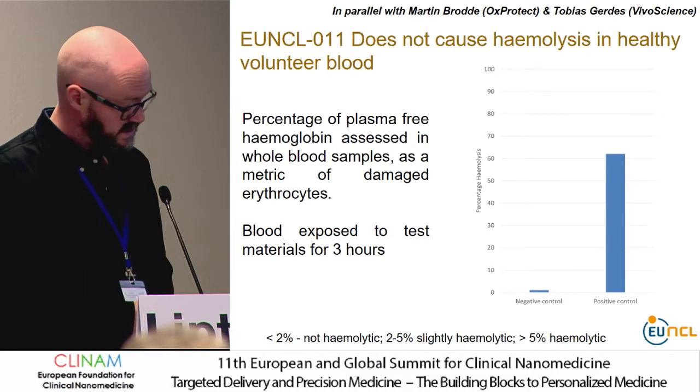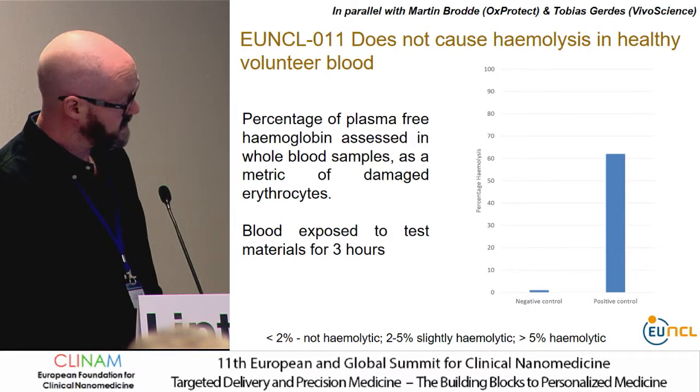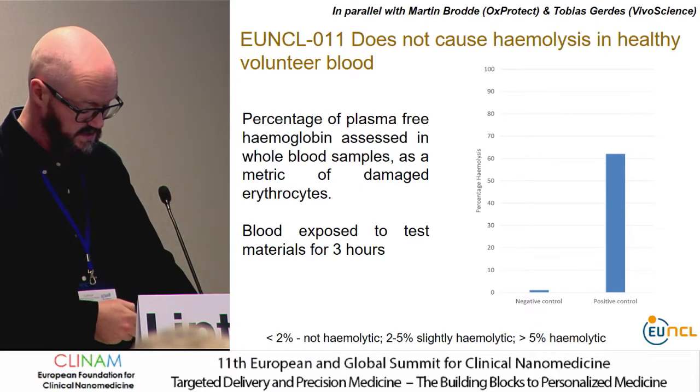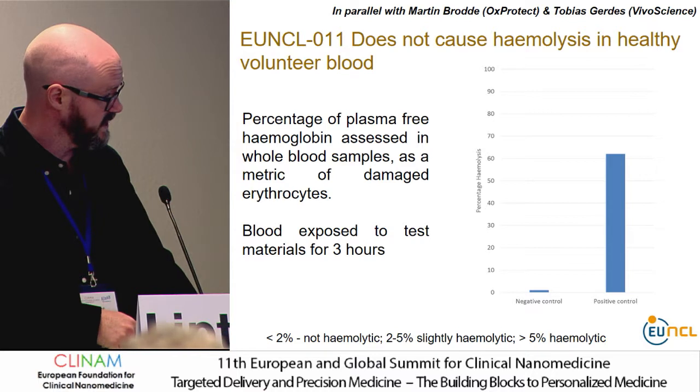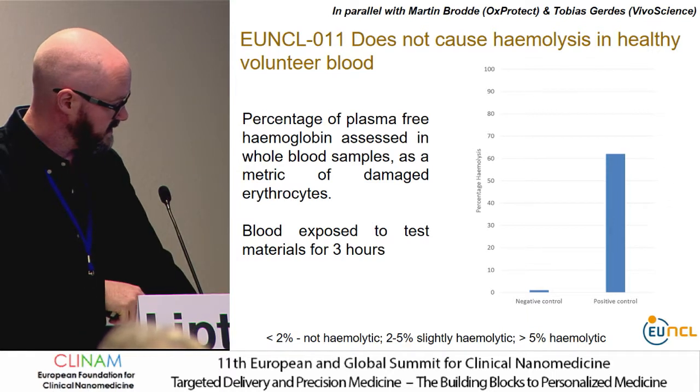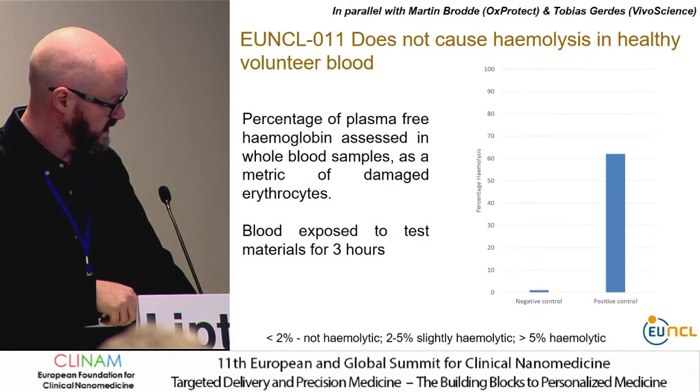So what we did find was that EUNCL 11 didn't cause any hemolysis in healthy blood cells, in healthy volunteer blood, I should say. This is just some data to show you that we can generate hemolysis using our positive control, which is just a detergent, Triton X. There are these accepted limits on what is or isn't hemolytic. Anything less than 2%.